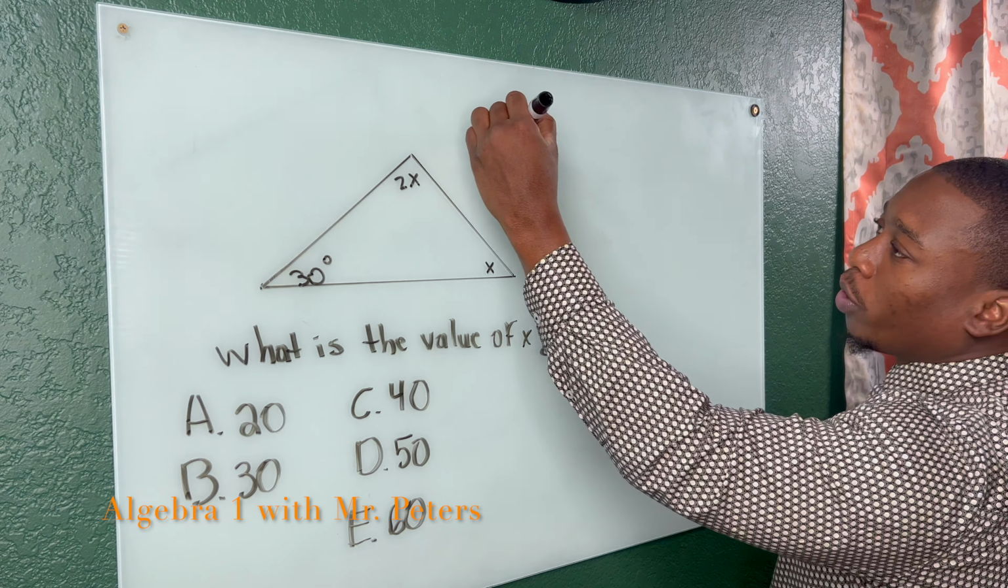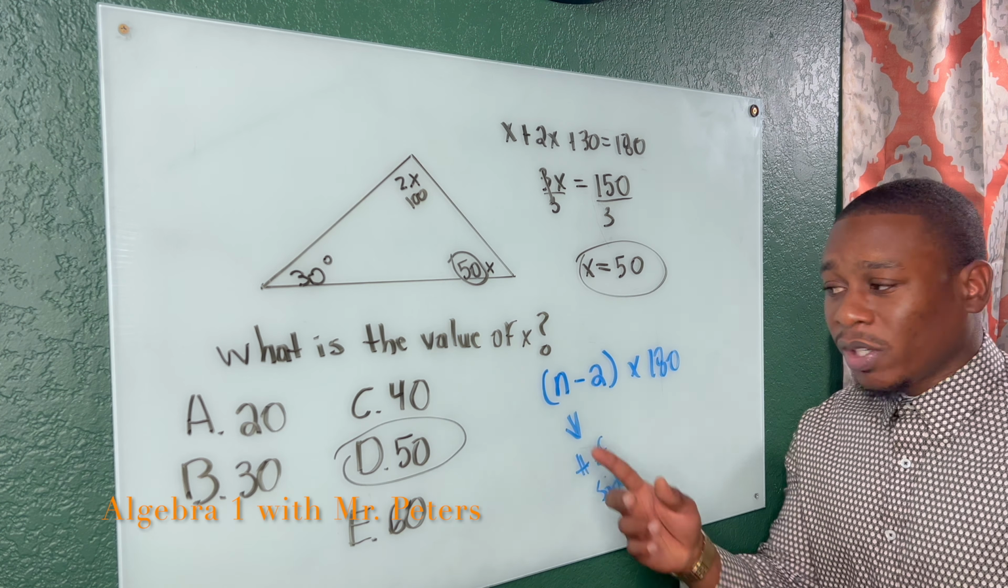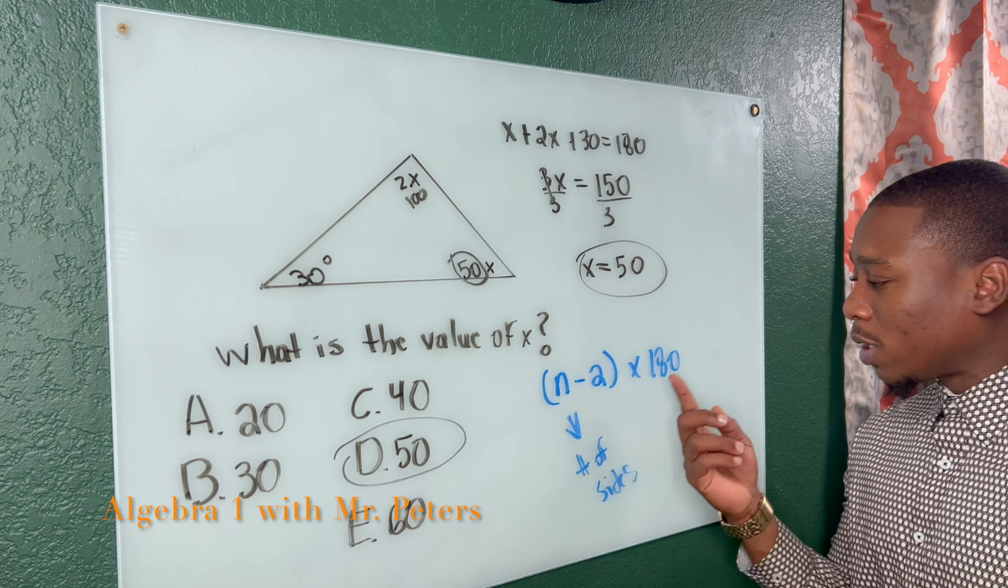But before we go on to the next problem, I want to show you guys a trick or a formula in case you don't remember how many degrees a shape, triangle, square, a quadrilateral should measure. So what we're going to do is n minus 2 times 180. And n just represents the number of sides. So since we have three sides, 3 minus 2 is 1. 1 times 180 is 180. So if you forget how many degrees a shape should have, interior angles, just remember this formula here and plug in the number of sides from that shape and then solve.